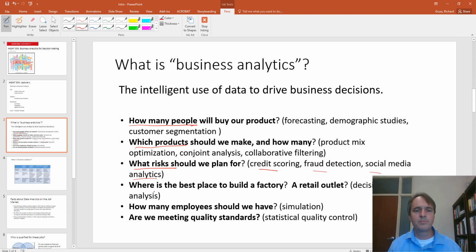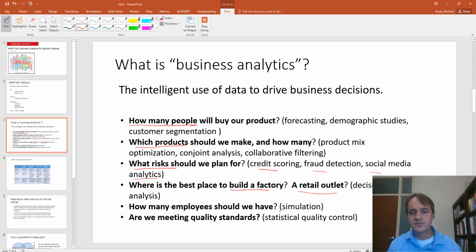Okay, so other more pragmatic decisions. Where's the best place to build a factory? How can we deploy data and computational models to figure out where we should put a factory or where we should put a retail outlet? How many employees should we have?